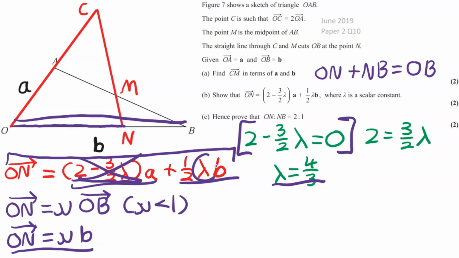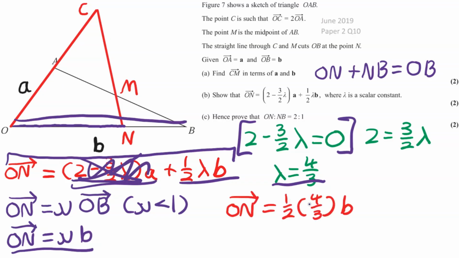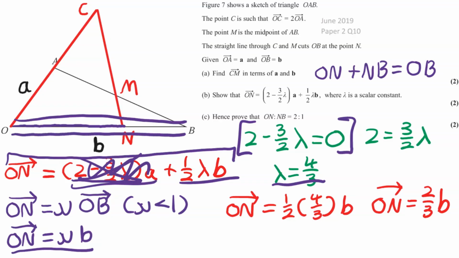And what we can do is sub this value of lambda in here to get what ON is. Remember this part cancels out, so ON is going to be equal to half times lambda, which we now know is 4 over 3 B. Half times 4 over 3 is equal to 2 over 3. So the vector ON is equal to 2 over 3 B. As the entirety of OB is equal to B, and as ON plus NB is equal to OB, the rest of this line is made up of NB. So NB is equal to 1 over 3 B.